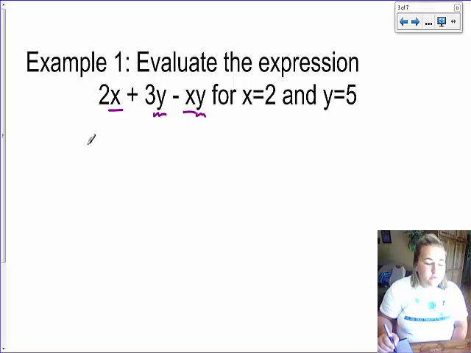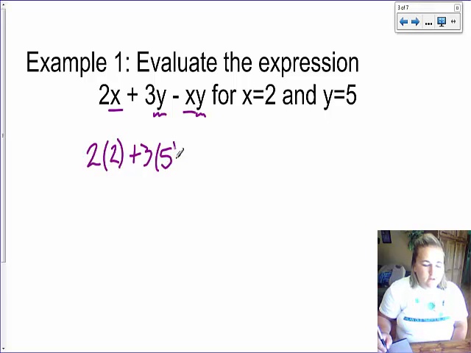So I have 2, and I said that whenever I substitute, I have to use parentheses. So instead of x, I put 2 plus 3, and then instead of the y, I have to put parentheses, and I'm substituting a 5, close the parentheses, minus, instead of x, I'm going to put 2, instead of y, I'm going to put 5.